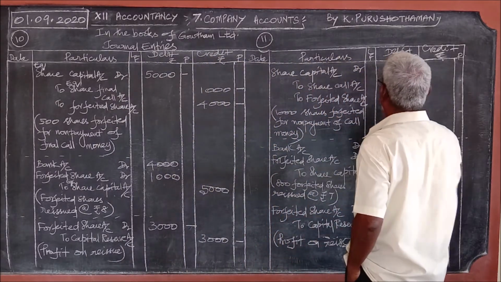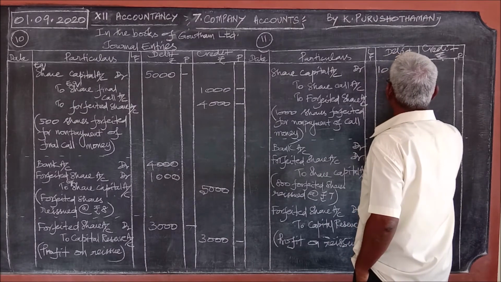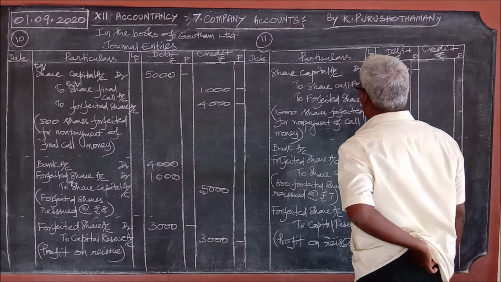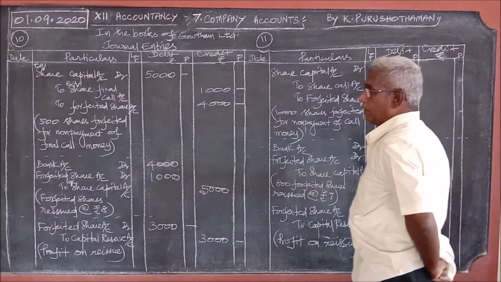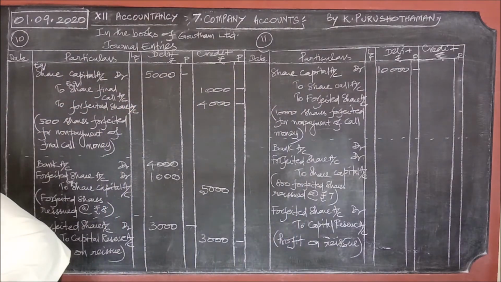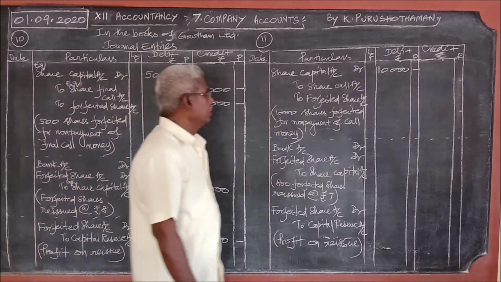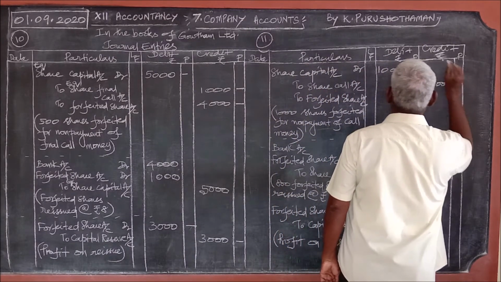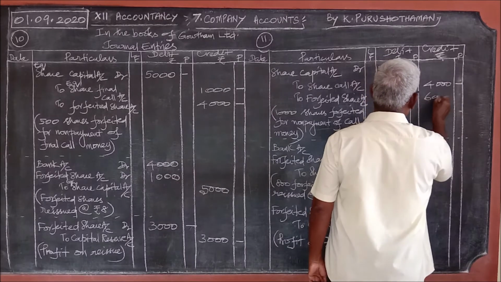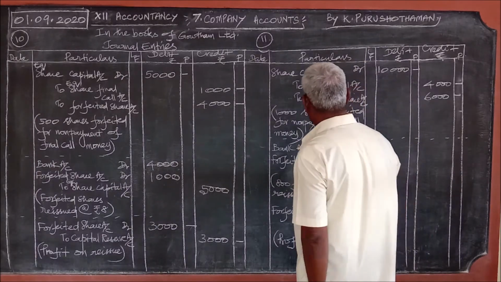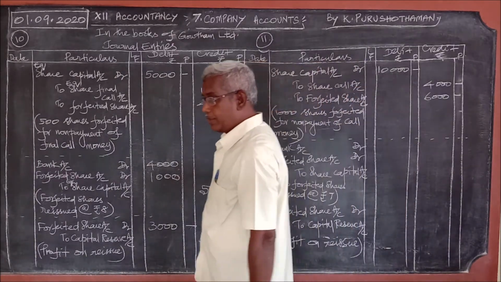1000 into 10, 10,000 rupees share capital, of which is share call money. What is the amount of share call? It is given in this problem. It is a call of 4 per share. Therefore, 4 into 1000, 4,000. So the balancing figure is 6,000. Okay, then next.